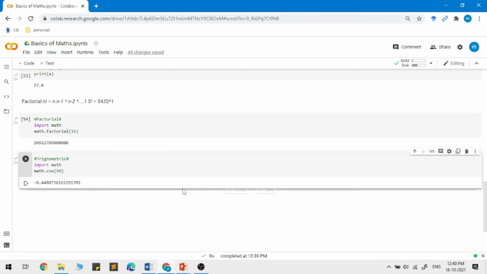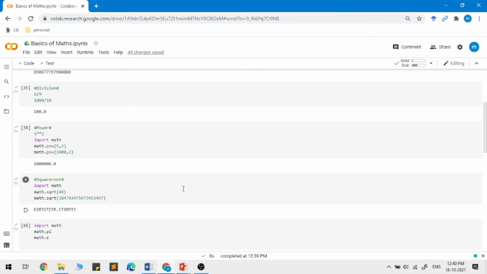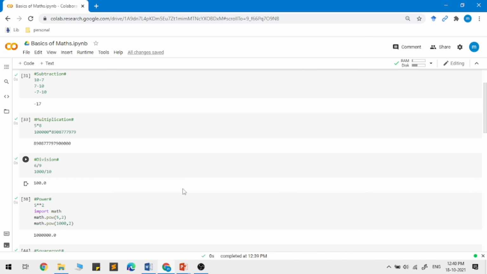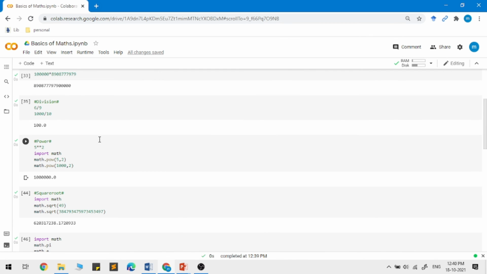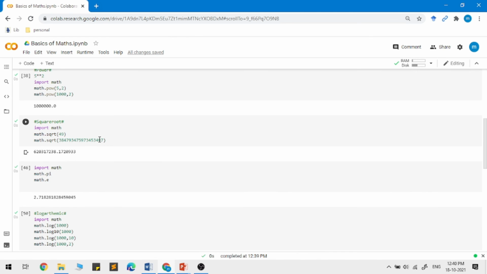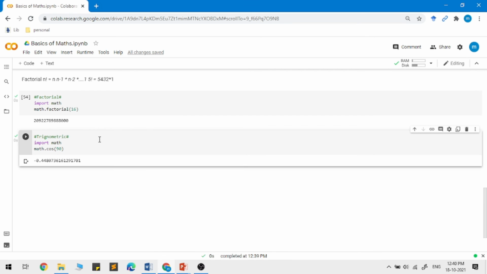Hope you all understand the basics of how to import the math function and how to extract the values of the basic operations: addition, subtraction, multiplication, division, power function, square root, logarithm, the BODMAS rule and how it can be used, and factorials, then trigonometry, right? Okay, I'll meet you in the next video lecture with matrices. Thank you.